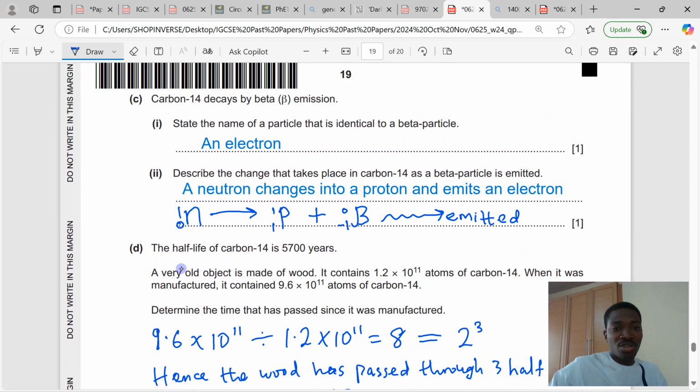The C part of the question: carbon-14 decays by beta emission. State the name of a particle that is identical to a beta particle. That's just an electron. A beta particle is a fast electron. It's an electron moving at a very high speed, emitted from the nucleus of an atom.